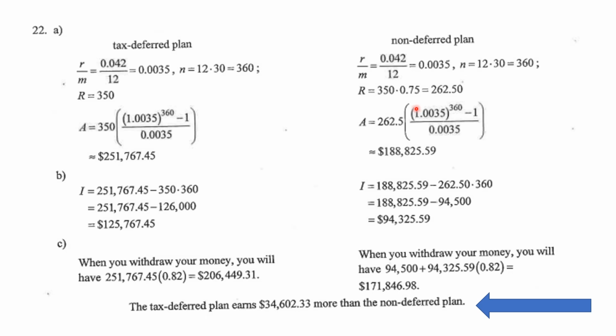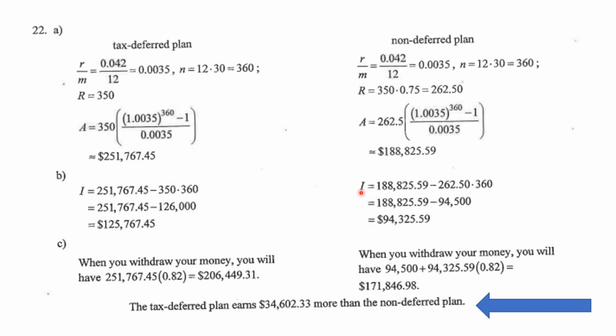Now, if it was not deferred, what happens is you have to pay taxes at the beginning on this $350. So instead of putting $350 in, you're really putting $262.50. But your taxes are paid on this part of it. So what you do is you use this number times this, and this ratio is the same, but you see the downstroke is different. It's 262 instead of 350.